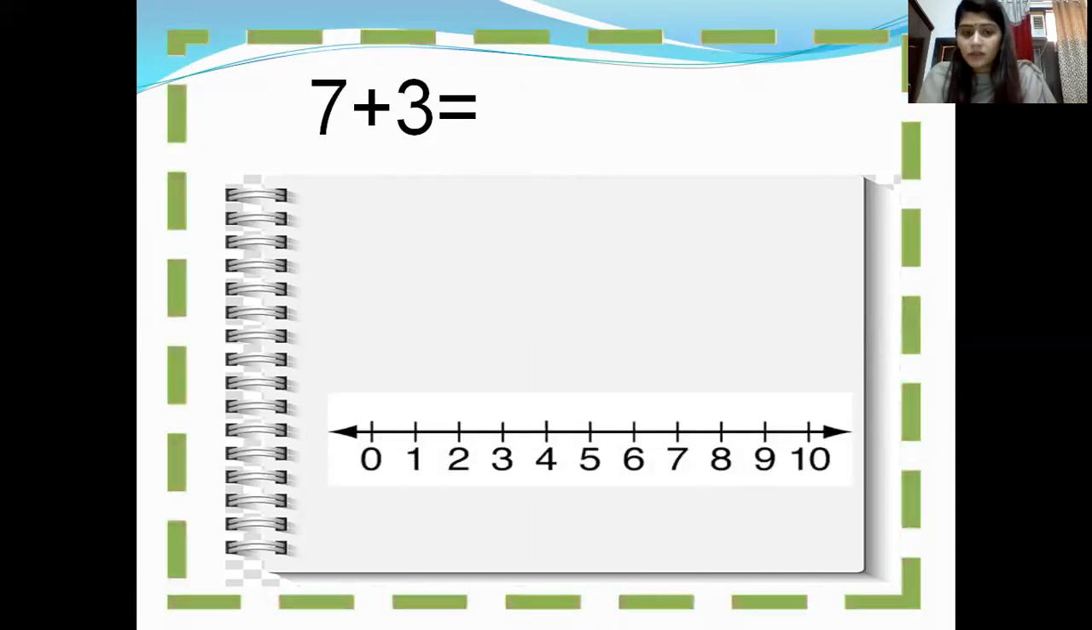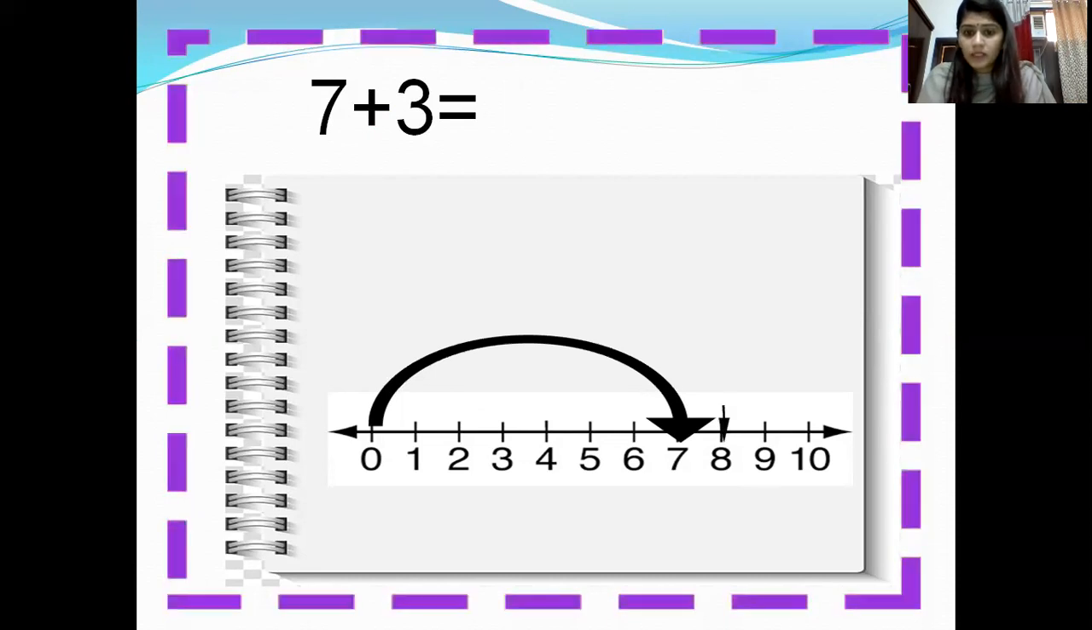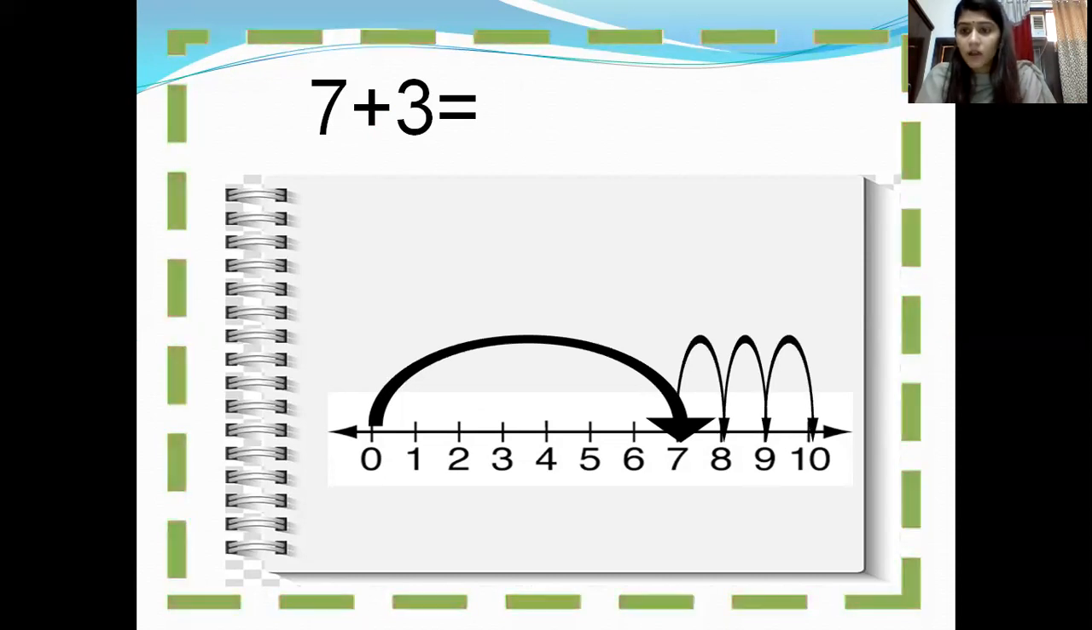The first number is 7. So we will start from 0 and we will jump to 7. The next number is 3. We will take 3 steps forward. 1, 2 and 3. Now we are at 10. So the answer is 10. We will circle the answer and we will write the answer here.